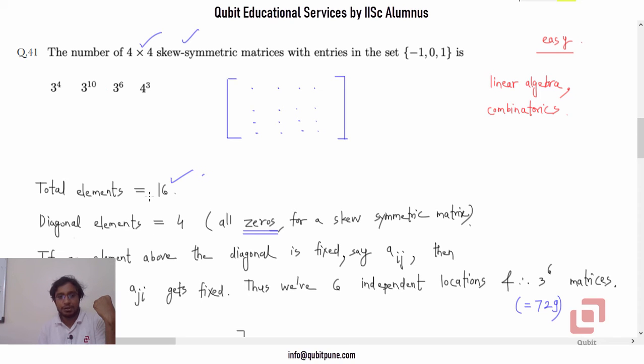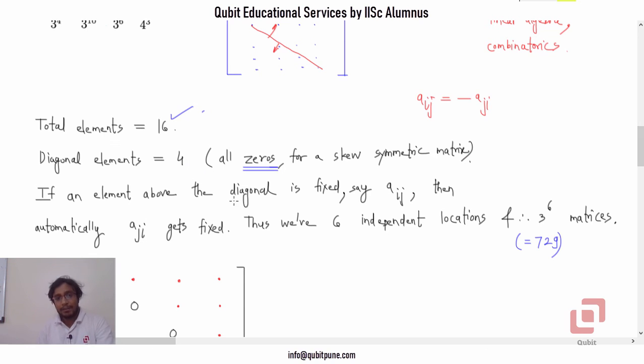That is the elements which are non-diagonal elements. That means elements which are either above the diagonal or below the diagonal. So if 4 are gone, what remain are 12. So there will be 6 above the diagonal and 6 below the diagonal. But you also know that for any non-diagonal entry of a skew-symmetric matrix, we have this characteristic: Aij is equal to negative Aji, or vice versa, in usual notations. Which means if an element above the diagonal is fixed, say Aij, then automatically Aji gets fixed because Aji is basically the negative of Aij. So how many independent locations are we now getting to choose? There are only 6 of them.